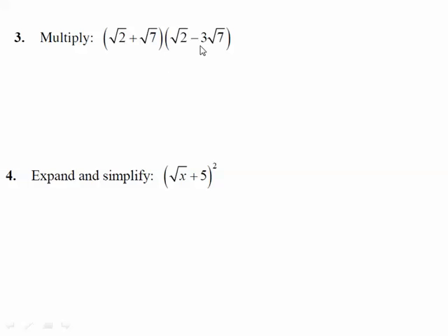Ooh, two terms times two terms. Looks like FOIL to me, doesn't it? Each term in one parenthesis has to multiply the term in the other. So first ones, outer ones, inner ones, and last ones. That's what we have to do. All right, let you guys try that one here.